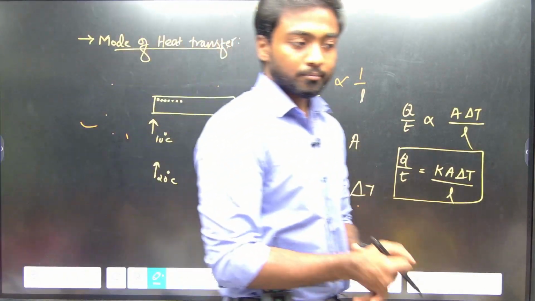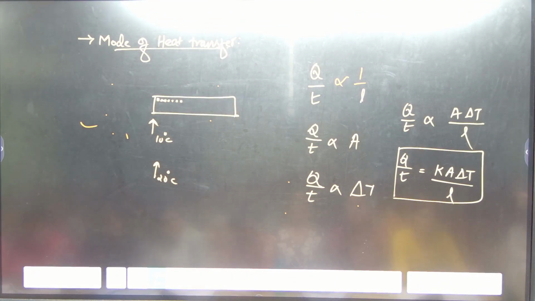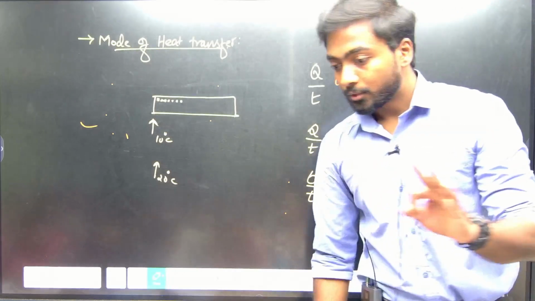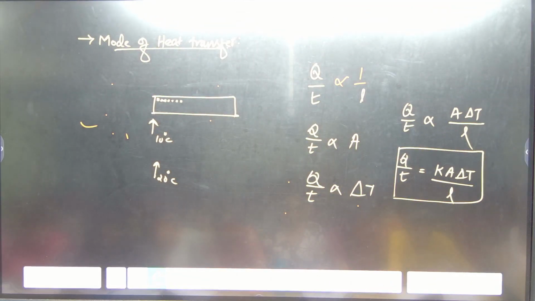Okay, take down. Under conduction, write down first 3 points: conduction, convection, radiation.